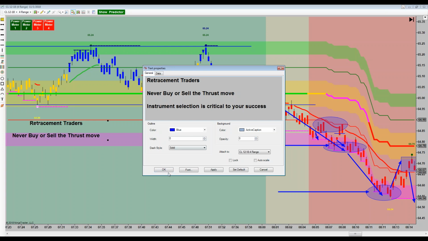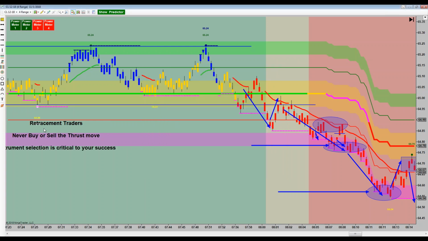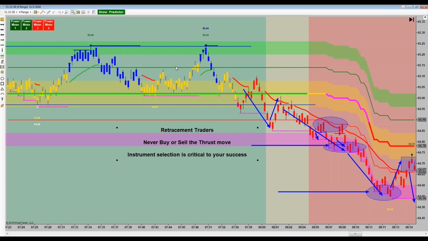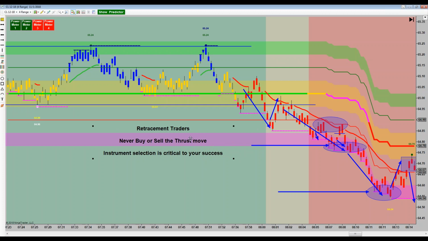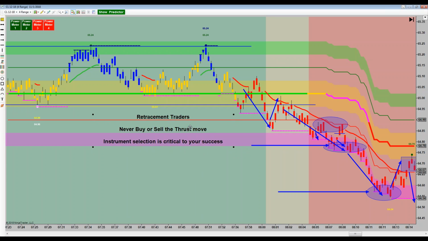These 3 things, if you learn anything tonight, if you retained anything, let's say you can't remember anything I said the entire night, and you go off and have dinner and go to sleep and wake up tomorrow morning and say, what the heck did he talk about last night? I have no idea. I better watch the recording. These 3 things you've got to memorize. You only take retracement trades in a trend. You never buy and sell the thrust move. And you've got to figure out the instrument that works best for your style of trading.